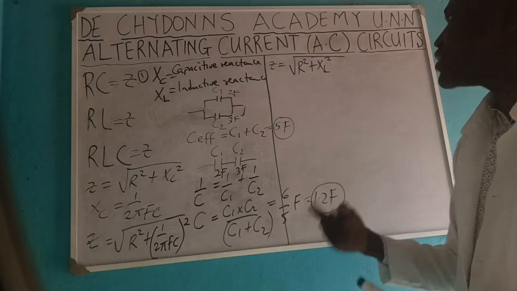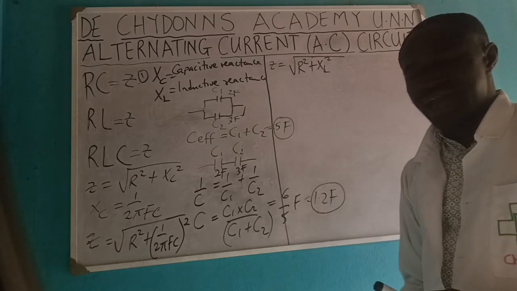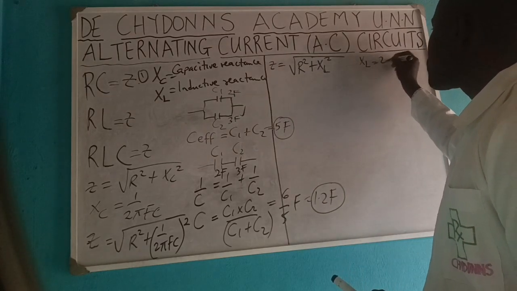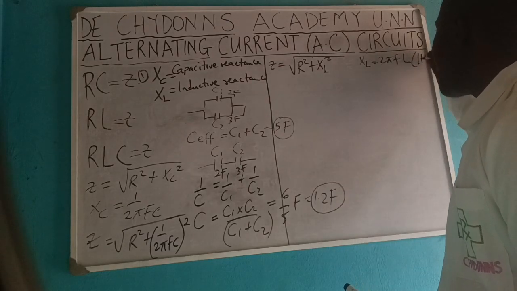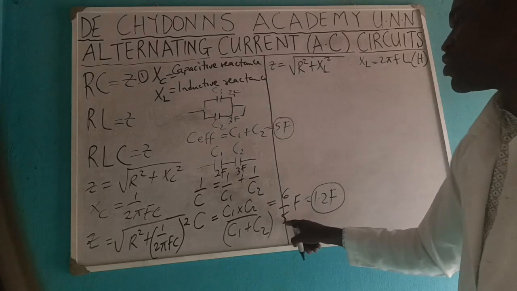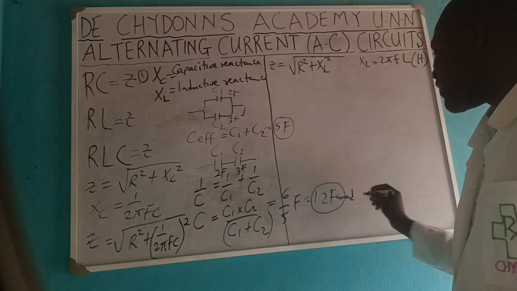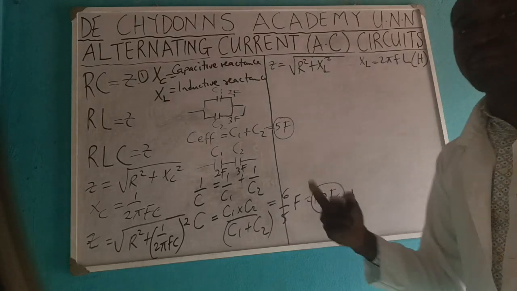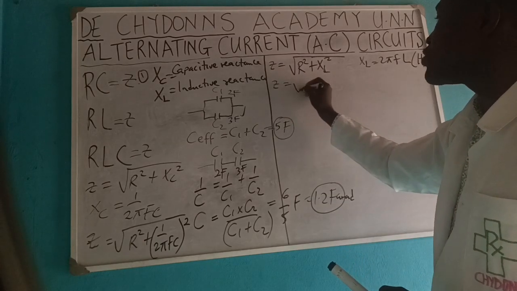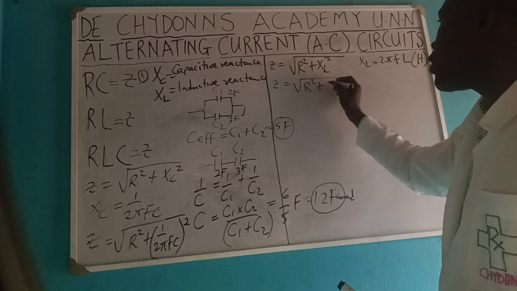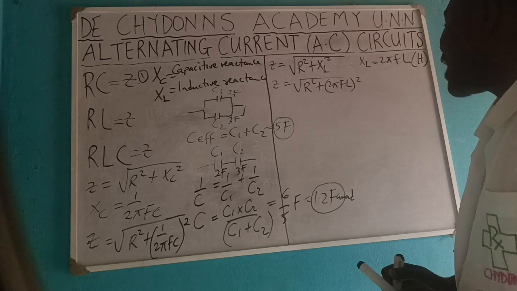Yes. And we said that XL is inductive reactance. XL is equal to 2 pi FL. The unit of this is Henry, while the unit of effective capacitance of the capacitors is farad. This is farad from Faraday. This is Henry from a scientist called Henry. Are you getting it? So here Z impedance will be equal to square root of R square plus (2 pi FL) all squared. Are you getting it?